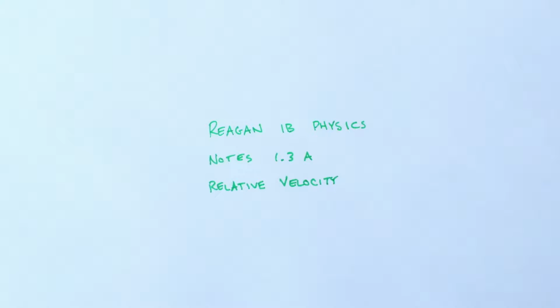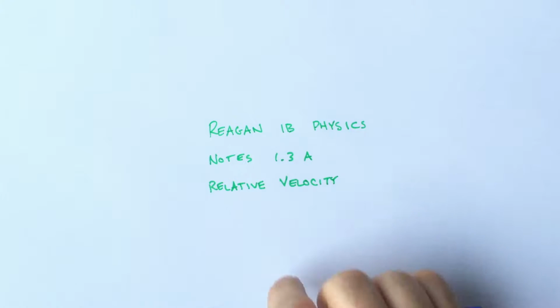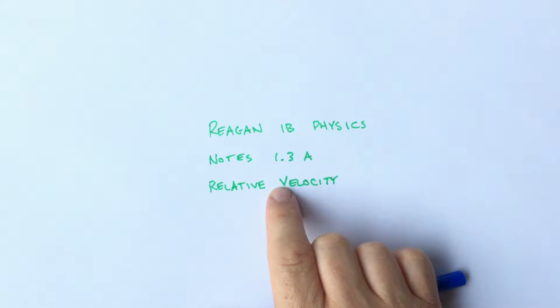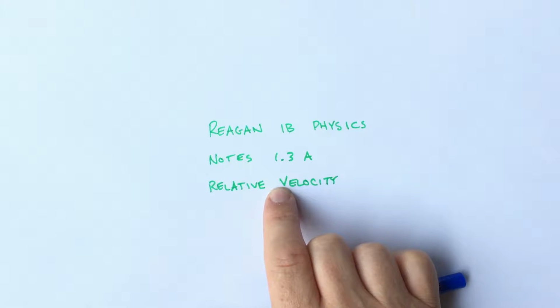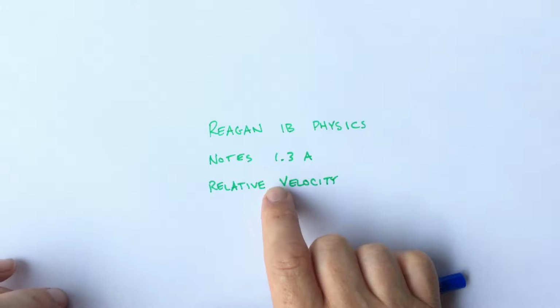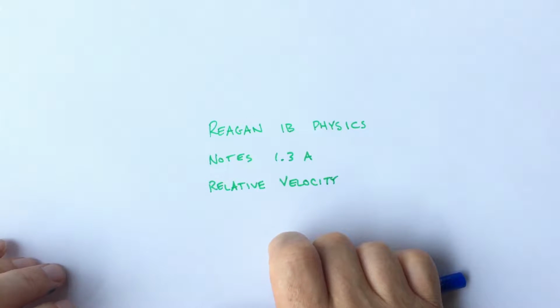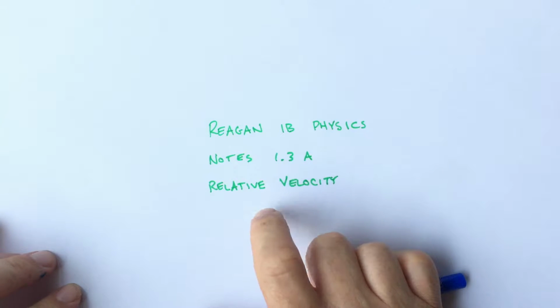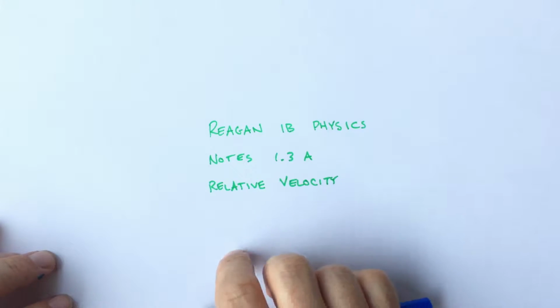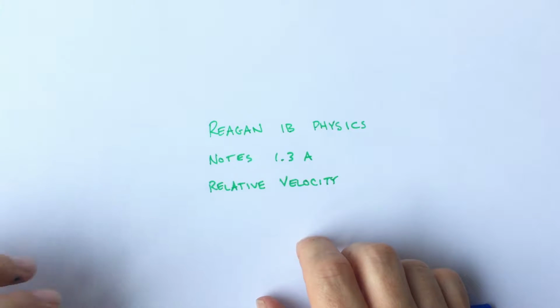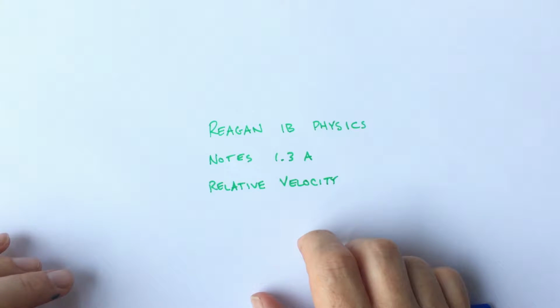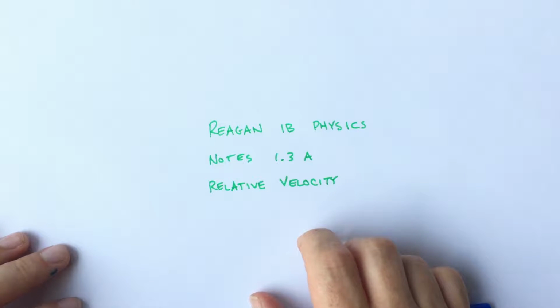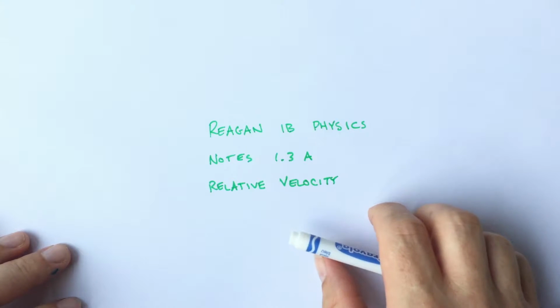All right, I have one more set of notes around topic 1.3a that has to do with relative velocity. And so let's take a look at this. We have a learning intention, that is to determine the relative or the observed velocity between two objects whose velocities are known relative to the ground, let's say. So we need to be able to determine the relative velocity between two objects.